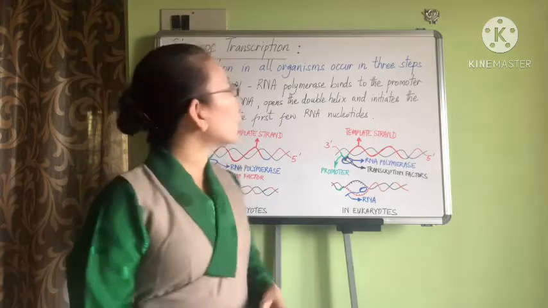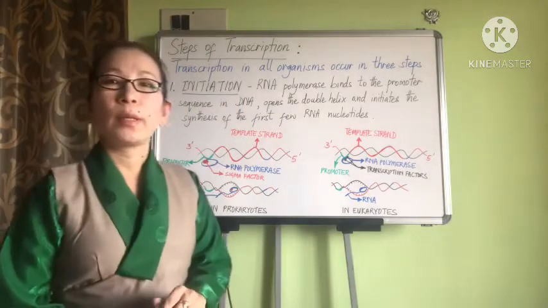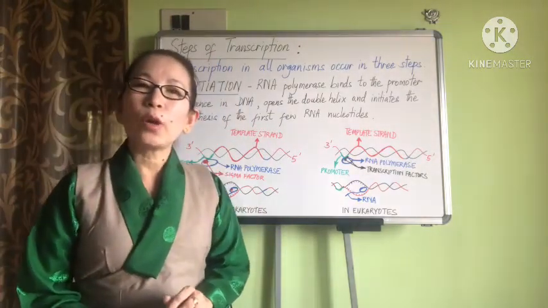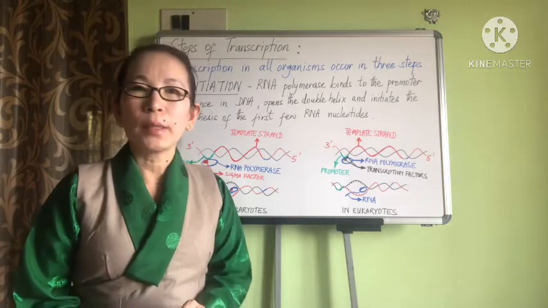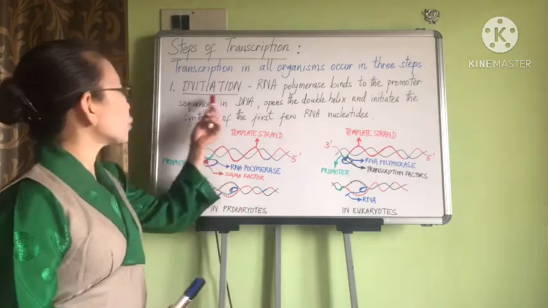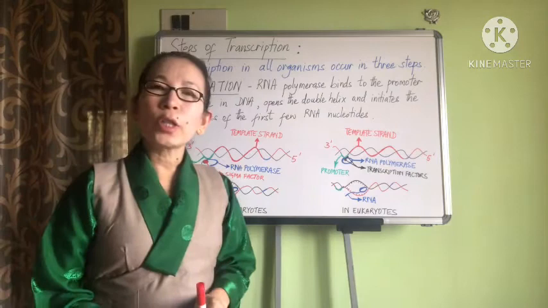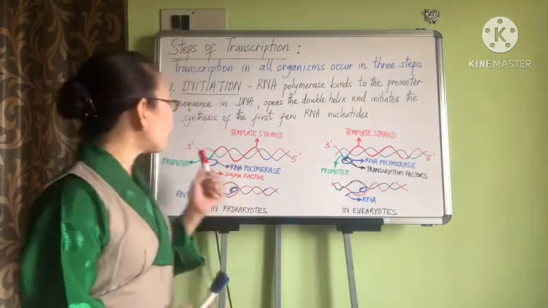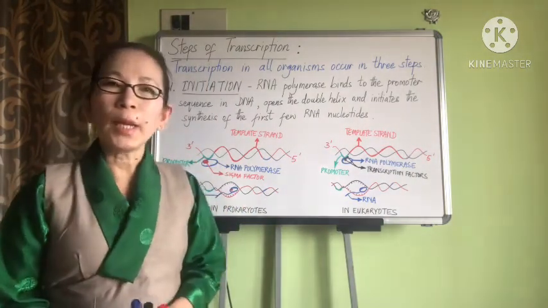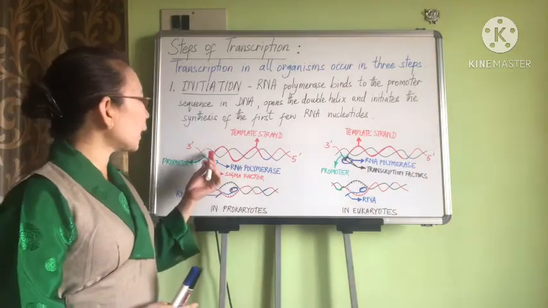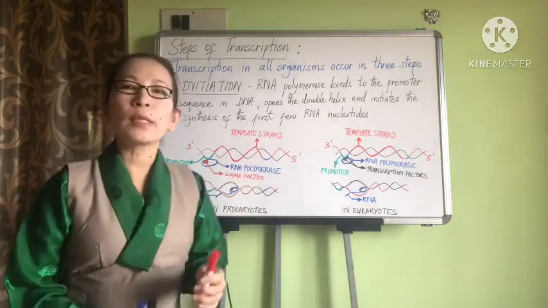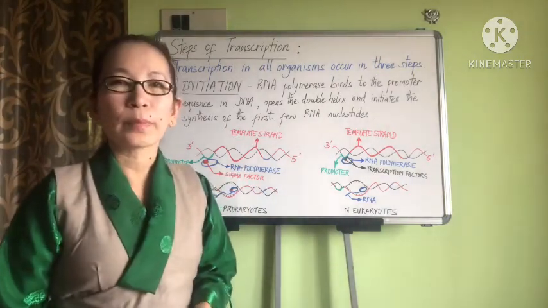Next, we will briefly go over the steps of transcription. On the whole, transcription in all organisms occurs in 3 steps. The first step is initiation, during which an initiation complex is formed at the promoter region of the DNA by the assembly of DNA, RNA polymerase and several protein factors.